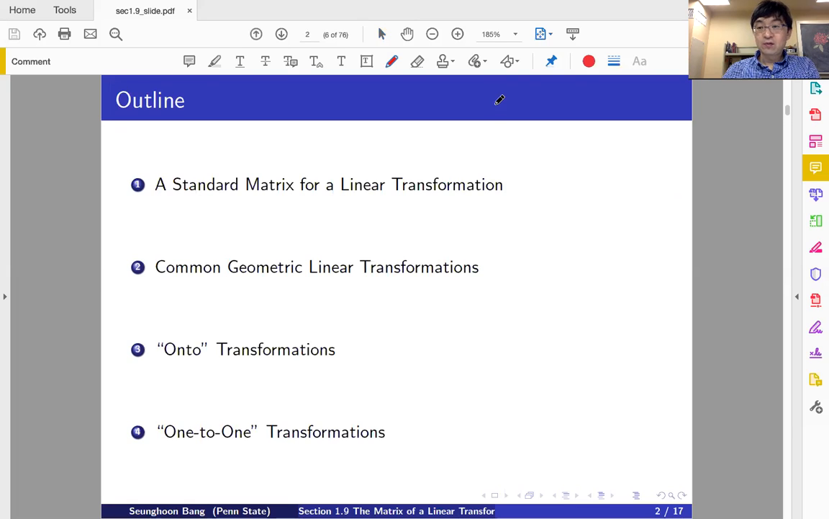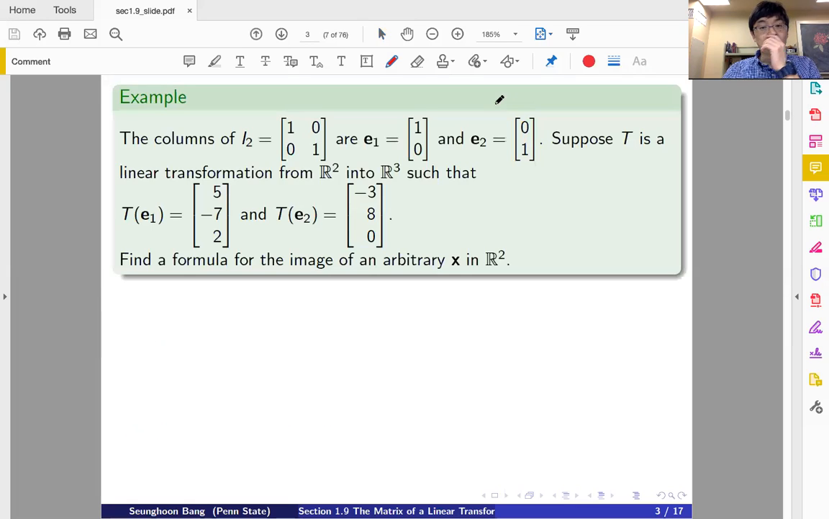What are one-to-one transformations? The first example: the columns of I2, the 2 by 2 identity matrix, 1, 0, 0, 1. E1 is the first column, 1, 0, and E2 is the second column, 0, 1. Suppose T is a linear transformation from R2 into R3 such that TE1 equals 5, negative 7, 2, and TE2 equals negative 3, 8, 0. Find a formula for the image of an arbitrary x in R2.